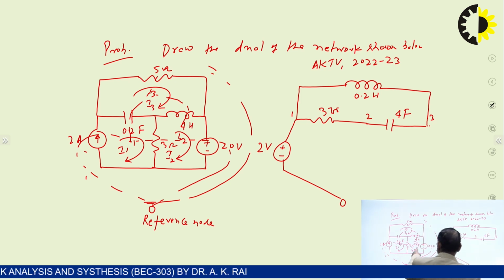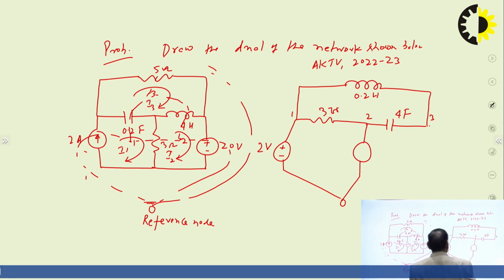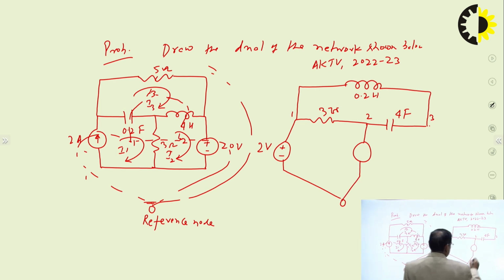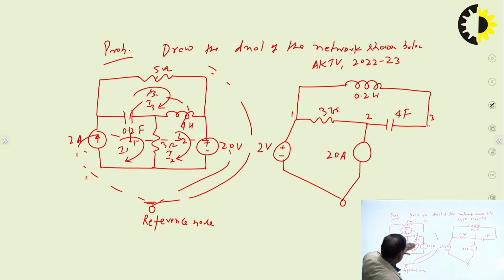From 2 to reference we have 20 volt, so it will be a current source of 20 ampere. The direction of the mesh current I2 is opposing the polarity of the voltage source. It means that it enters the positive terminal and leaves the negative terminal, so the direction will be away from the node.